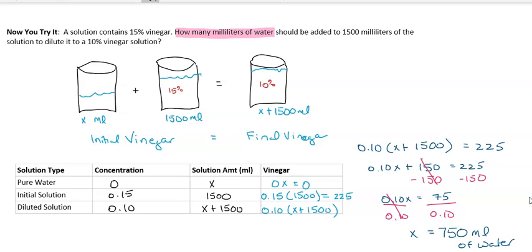Okay, so this last step is just to set these two equal to each other, because the amount of vinegar from the beginning to the end never changes. So we get 0.1 times X plus 1,500 on the left, that's the diluted solution, equals the initial solution. 225 is what we had here, 0.15 times 1,500. So we're going to set all that equal to each other, then just rearrange and solve for X, and we get 750 milliliters of water needs to be added to dilute it to 10%. All right, that's the end of this video, so hopefully that helps you with some of this material.